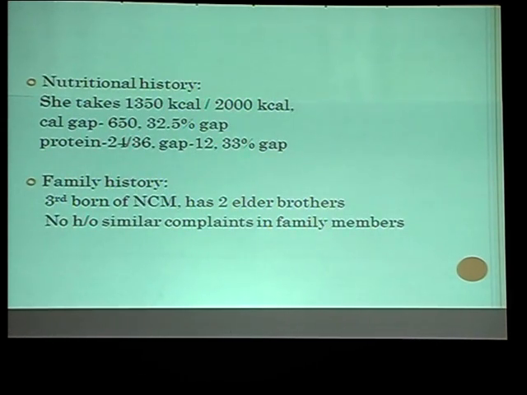Nutritional history: she takes 1350 kilocalories against 2000 kilocalories, a gap of 650, that is a 32.5% deficit, and protein of 24 against 36, a gap of 12 and a 33% deficit. Family history: she is the third born of a non-consanguineous marriage, has 2 elder brothers, no history of similar complaints in the family members.